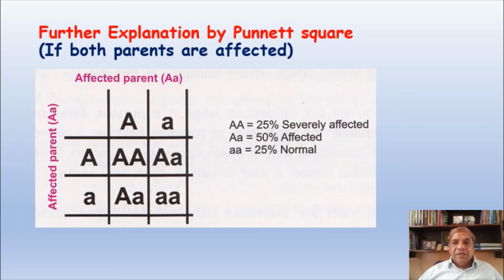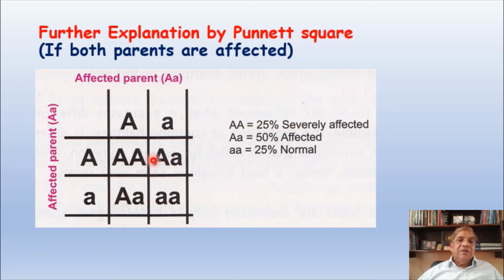Now let me go to the next, and probably this is the last slide in the autosomal dominant explanation, where both the parents are affected. That means one gene of the homologous pair is affected here. Capital A is the affected or mutant gene, and small a is the normal gene. If we see the possible matchings, there will be AA, meaning severely affected. Both genes are defective, and both genes will definitely express, in full form, and they are severely affected. So 25% are severely affected.